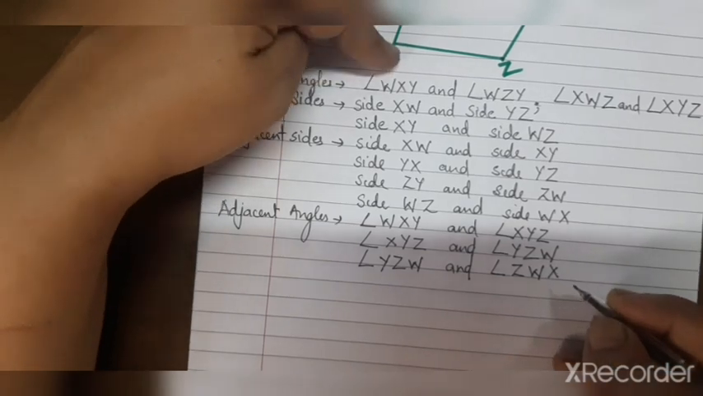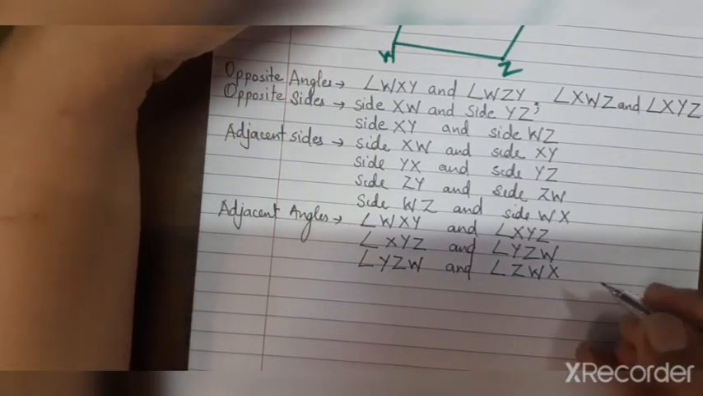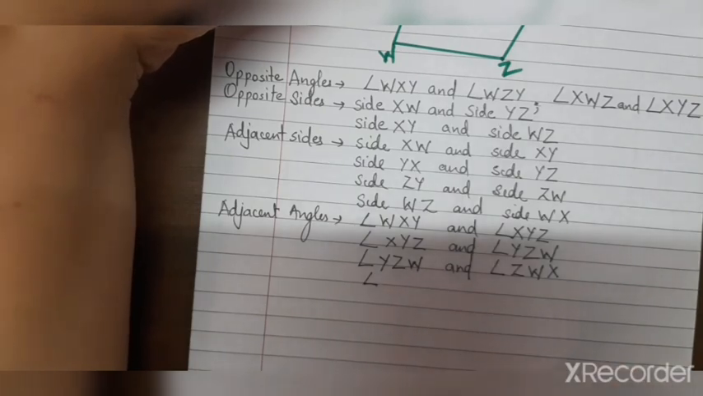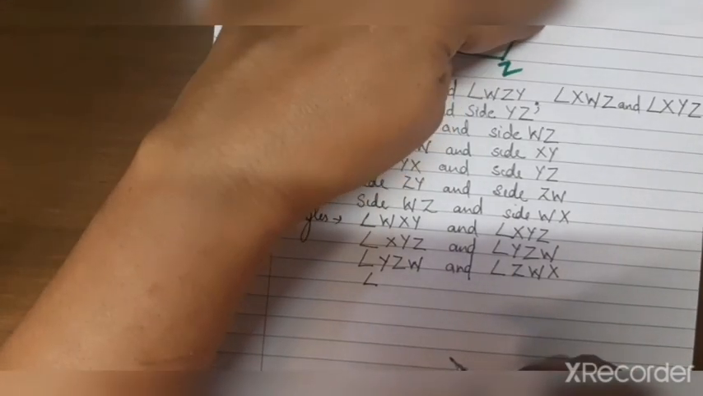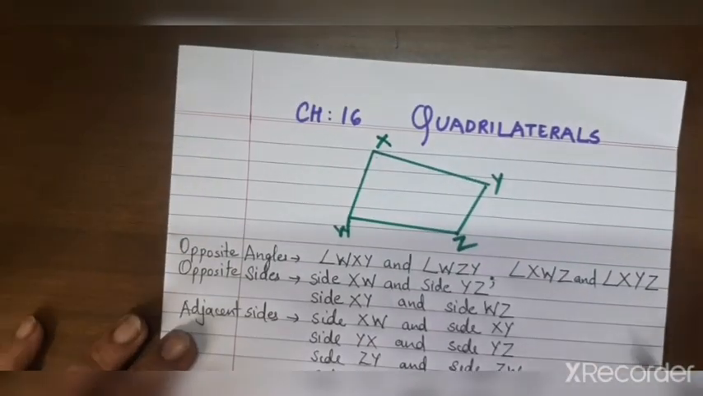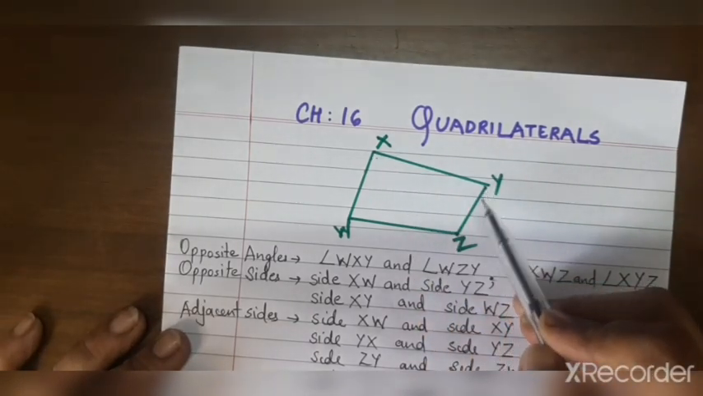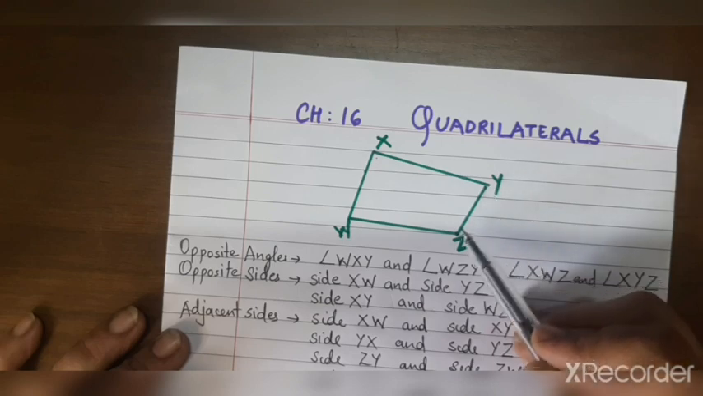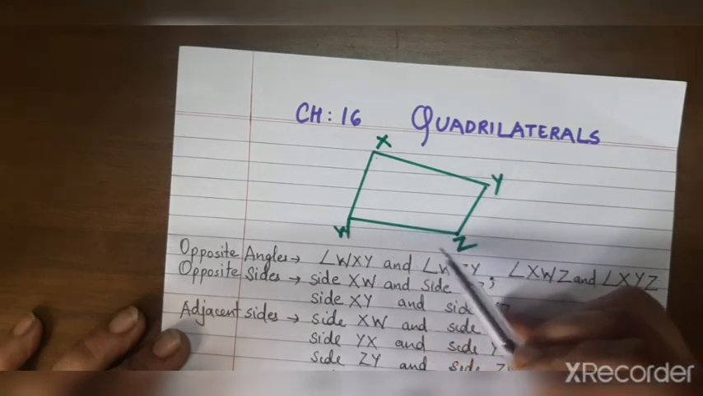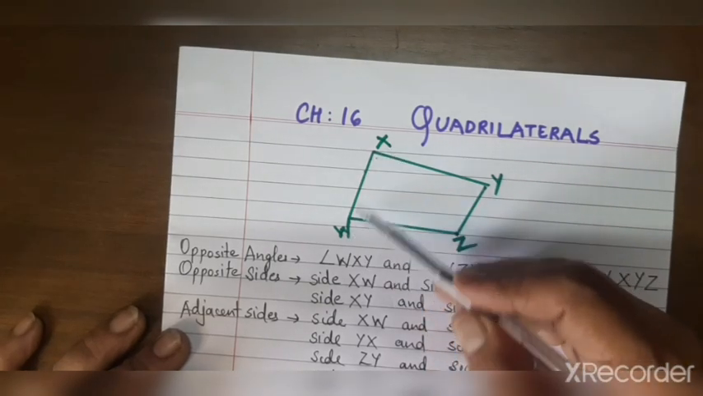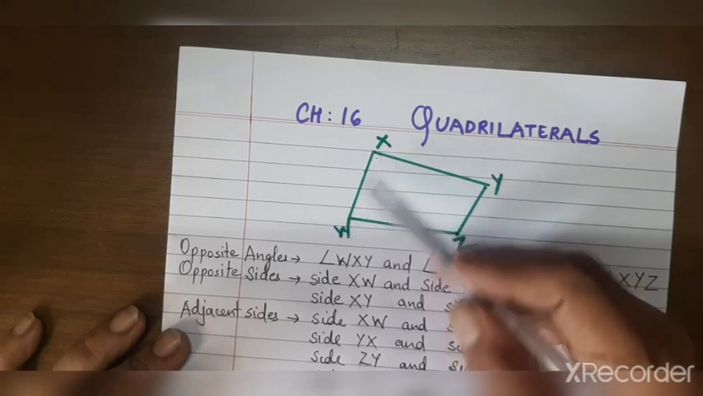ZWX. Okay. Now the last, here 3 we have finished. Now the fourth one. We finished this and this. We finished this and these are adjacent. Now we have to take X and W. These two are also adjacent angles.